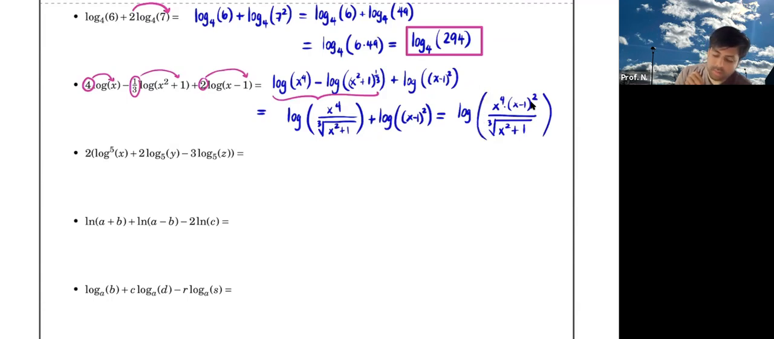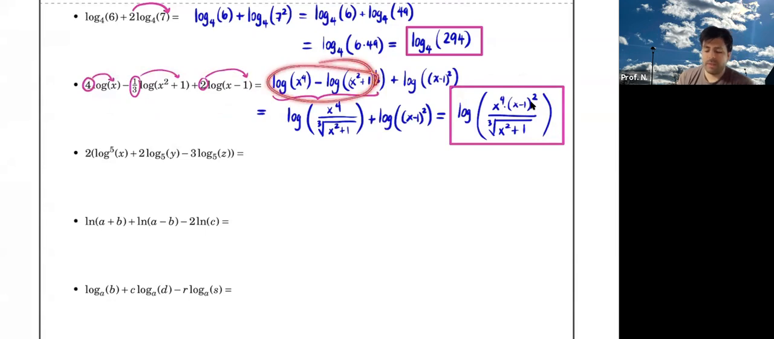And that is my combined logarithmic expression into a single one. So I went from this whole expanded form into a single one. I applied the power rule 3 times, I applied the quotient rule once, and then I applied the product rule once.